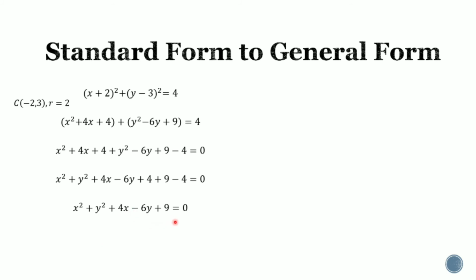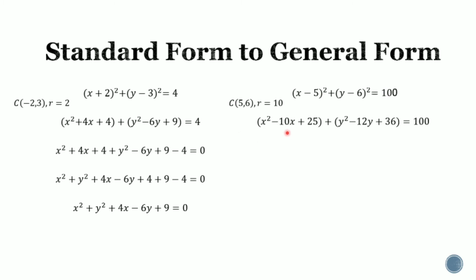We have also another example, that would be the quantity of x minus 5 squared plus the quantity of y minus 6 squared equals 100. We will do what we did on the previous one. So our center is at the point 5, 6, and our radius is the square root of 100, which is 10. So let us expand the binomial.